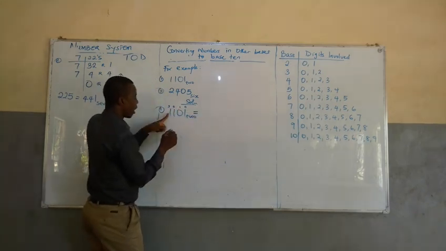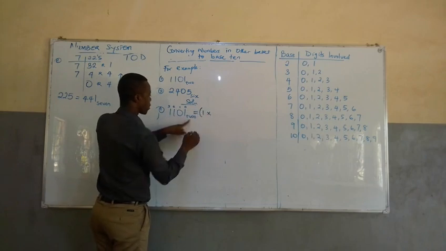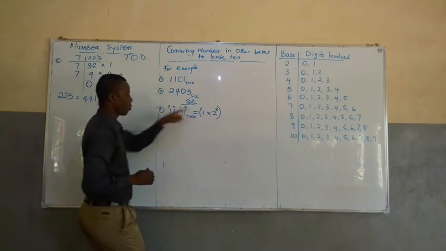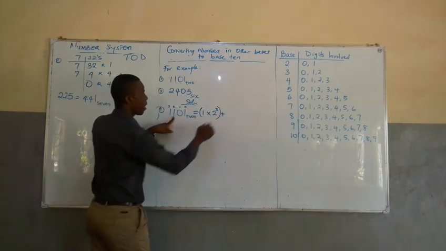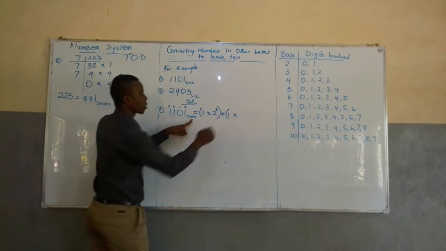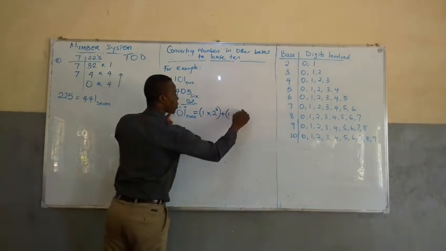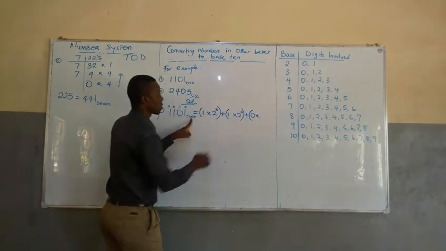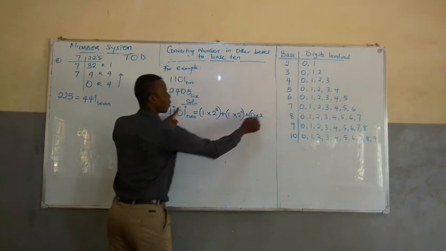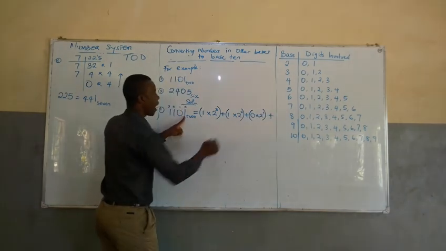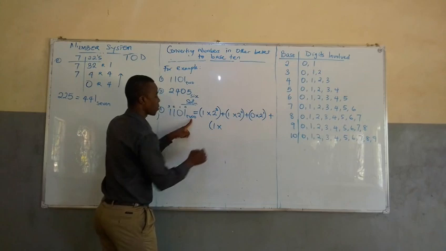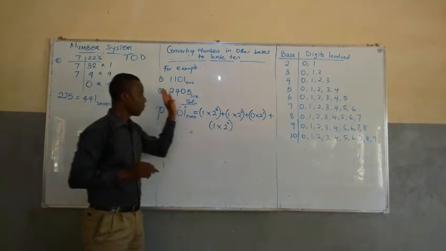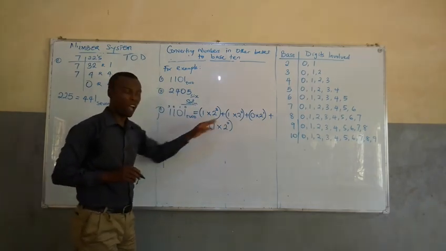So I have this 1 times 2 power 3, the base here. Plus, I have this 1 times 2 power 2. Plus, I have this 0 times 2 power 1, and then plus I have 1 times 2 power 0. So now I will go further to simplify this.